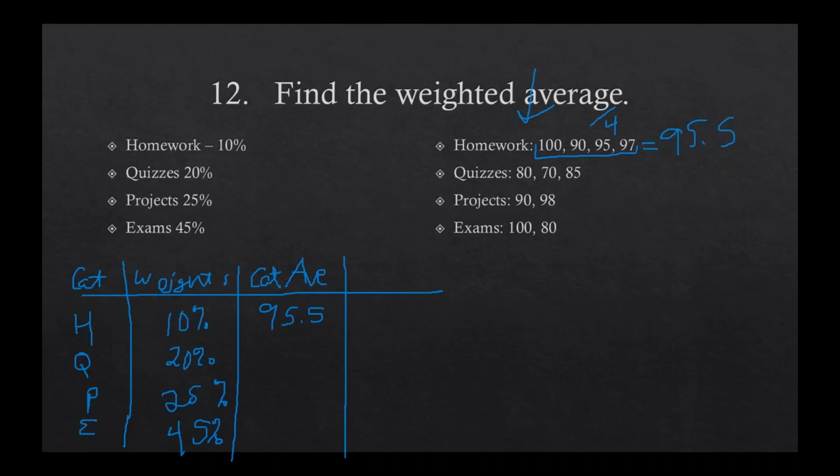Then we go to quizzes. I now have 3 quiz scores, so I'm going to add those 3 together and divide by 3. Let's just round to 2 decimal places. What is my average quiz score? 78.3. Okay, I'll take that.